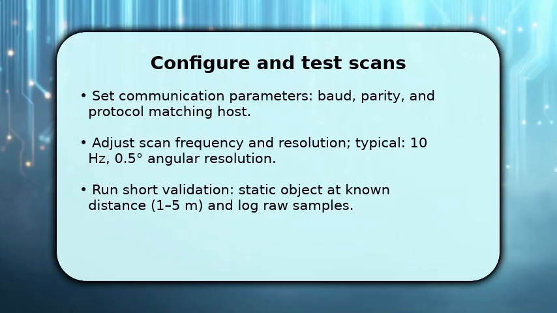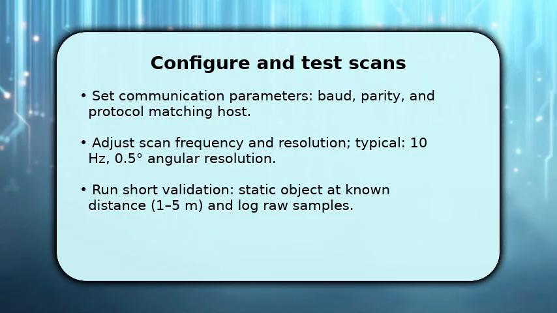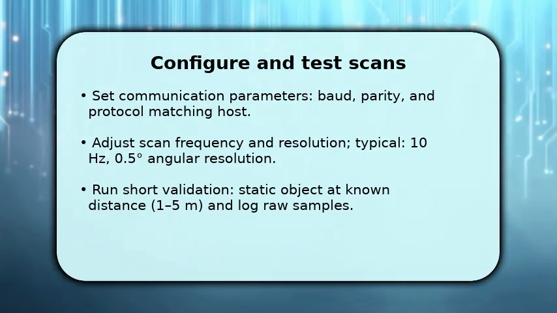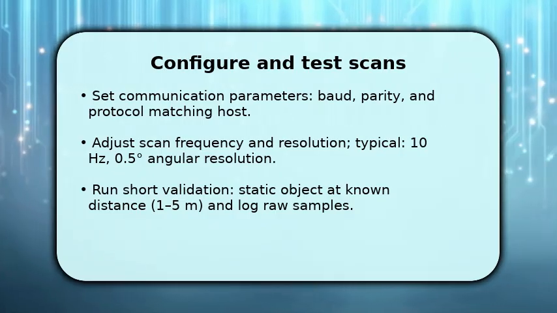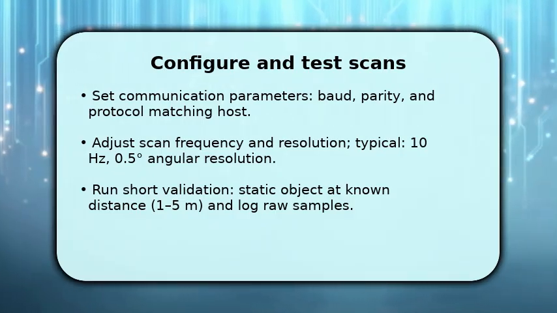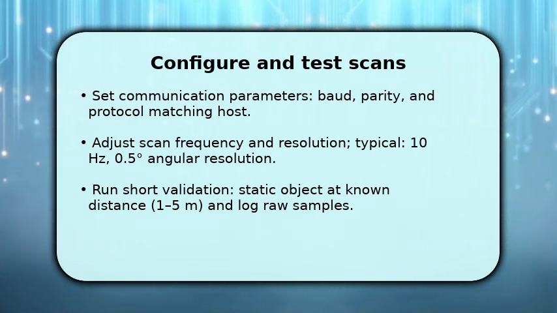Once set, perform a controlled scan of a static target at a known distance to validate range accuracy and point density. Log raw point data and view filtered output. This reveals noise patterns and dropouts. If measurements drift, recheck grounding and firmware settings before adjusting filters.